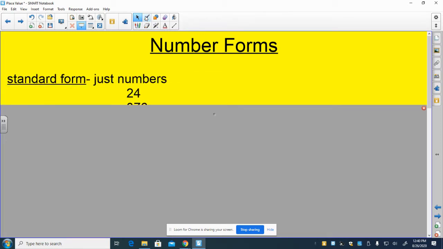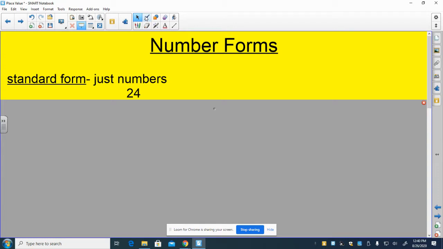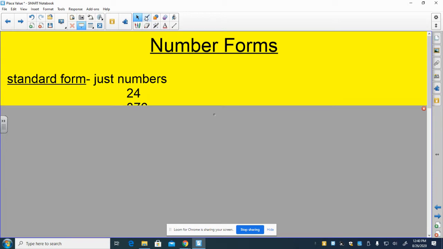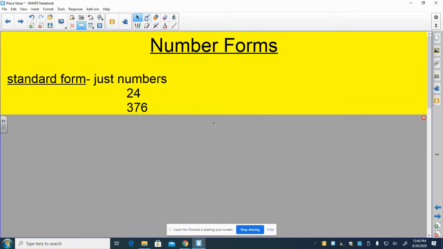So what you're used to is standard form. You've seen standard form before. That is just the numbers. So 24. So if you see something that says, what is the standard form for a number? And it spells that number out all they want. Standard form, just the numbers. Standard means normal or regular.